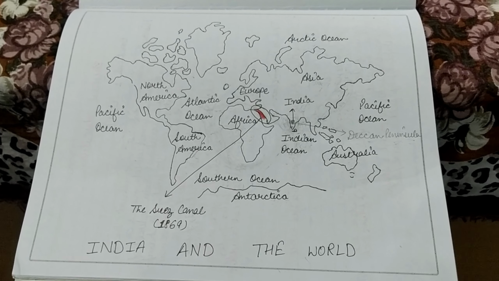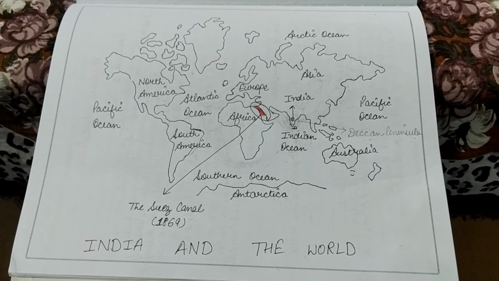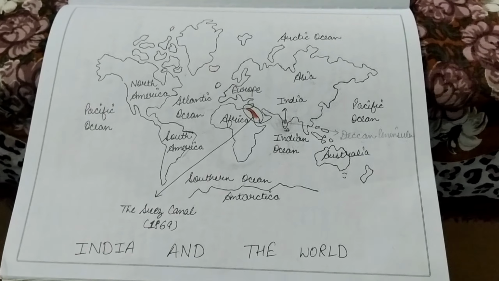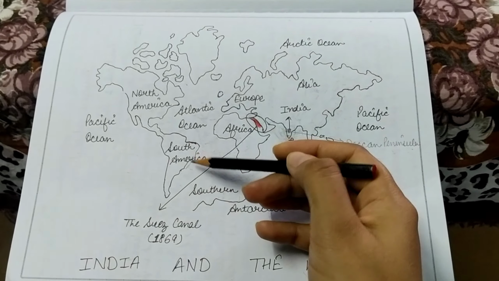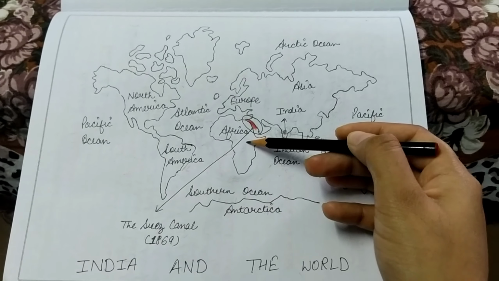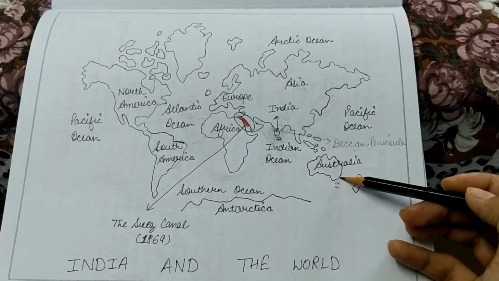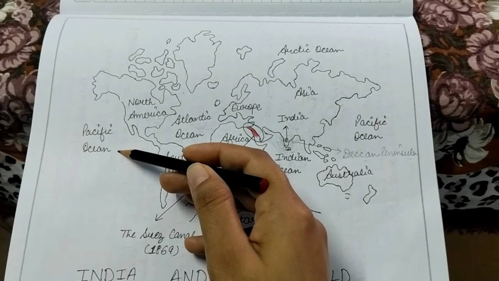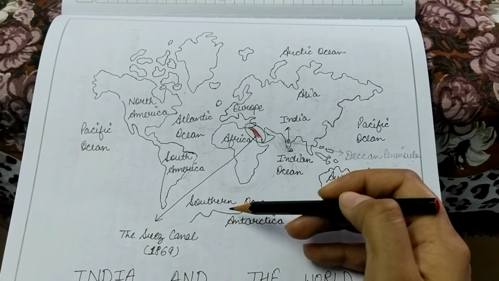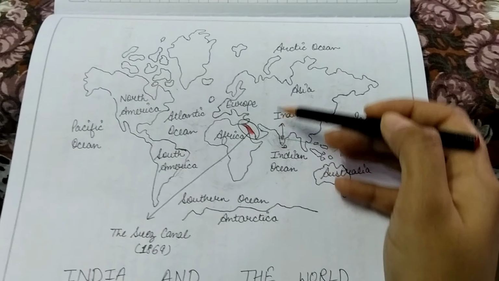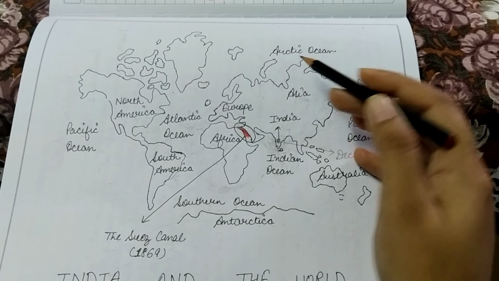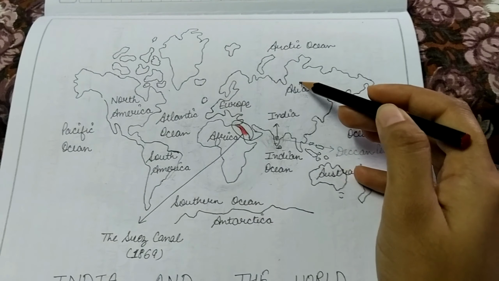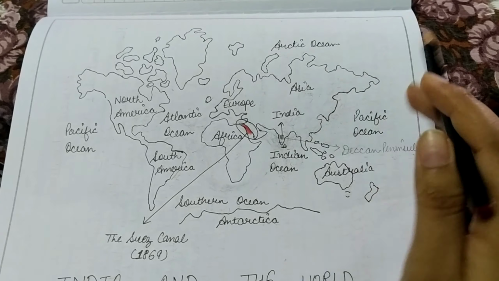Our third topic is India and the world. As we all know, there are 7 continents and 5 oceans in the world. The continents are North America, South America, Europe, Africa, Asia, Australia and Antarctica. And the oceans are the Pacific Ocean, Atlantic Ocean, Southern Ocean, Indian Ocean and the Arctic Ocean. And we note that the Pacific Ocean is the largest ocean in the world, and Asia is the largest continent of the world, right?